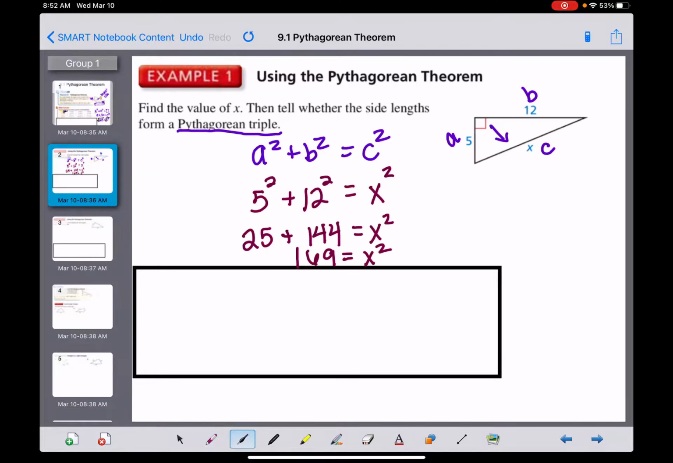And that last step, most important step, is to take the square root of both sides, because the opposite of squaring is the square root. And this missing hypotenuse is 13. Since I got a nice whole number, that means yes, this is a Pythagorean triple. If I were to take the square root and it ended up being like 13.7, anything but a whole number, then it would not be a Pythagorean triple.